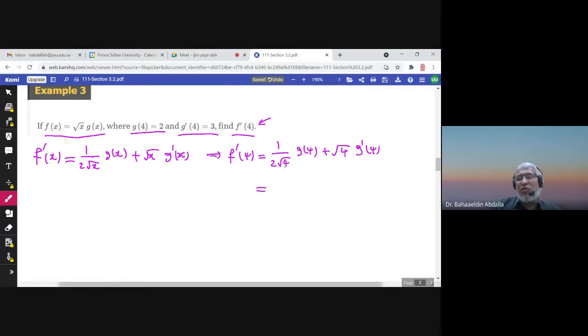So square root of 4 is 2, 2 times 2 is 4, so this is 4. What is g of 4? I don't have g. Oh, it was given in the question. G of 4 is 2. Good. Square root of 4 is 2. G prime of 4. I don't have g. What is g prime? Oh, it is also given in the question. G prime of 4 is 3. So 2 over 4 is half plus 6. So 6.5 or 13 over 2. That's f prime of 4.